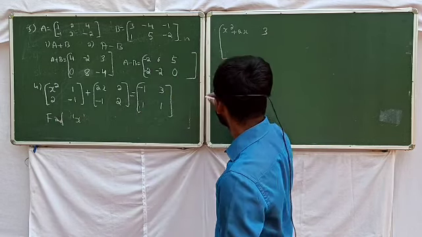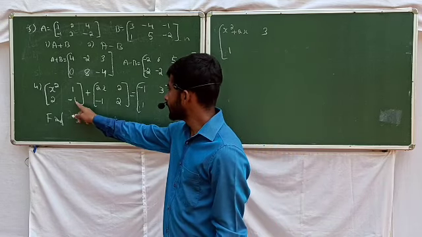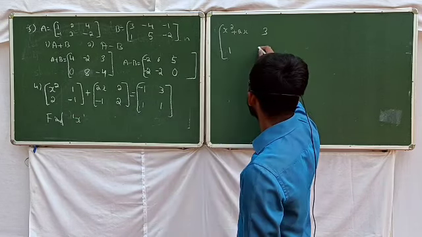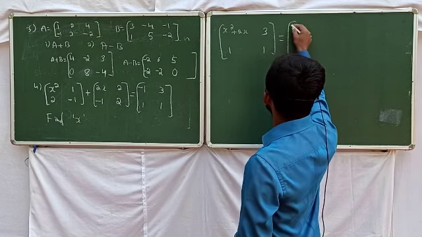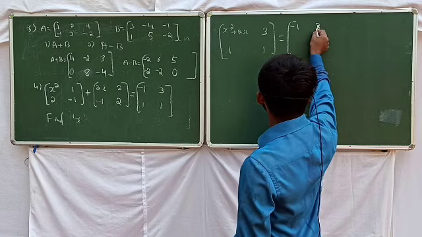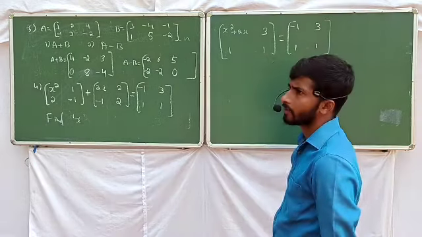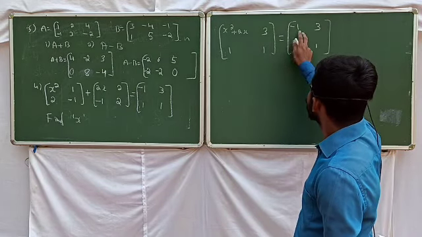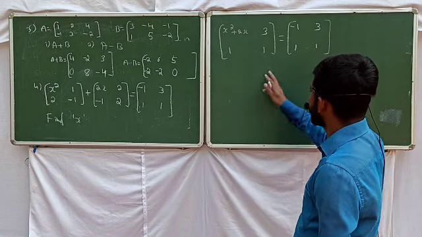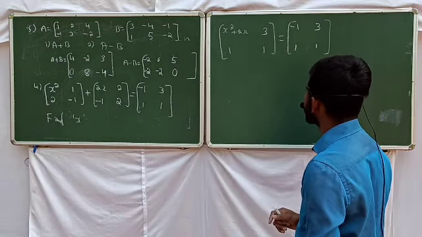2 minus 1, its value is equal to 1. Then minus 1 plus 2, its value is again 1. So the matrix is 1 1 1 1. Now these two matrices are in simplest form. Now see, x square plus 2x minus 1, all the elements are there. Order is same, right? 2 by 2, 2 by 2. Order of the matrix is same.